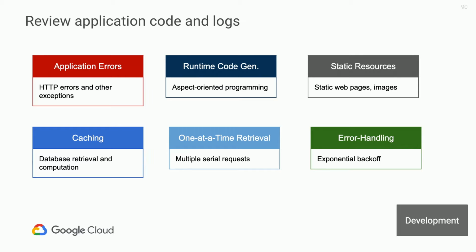The fifth one is you should consider building one-at-a-time retrieval into batches. If you have so many requests that happen in serial, you should consider replacing those individual requests with a single batch. It can help you improve your performance. Finally, is error handling. As I said before, you should consider implementing a retry with exponential backoff so that your resources won't be exhausted by retrying those errors again and again.